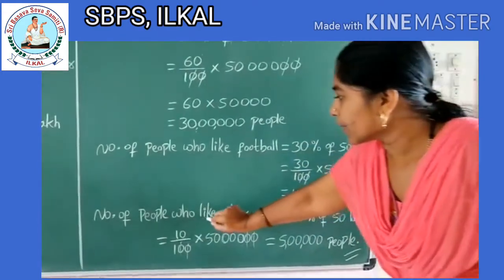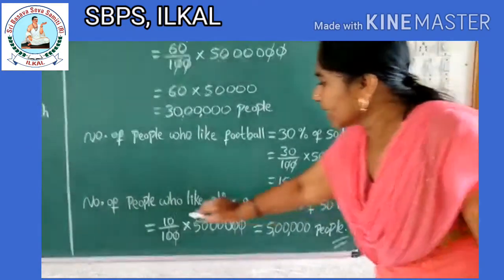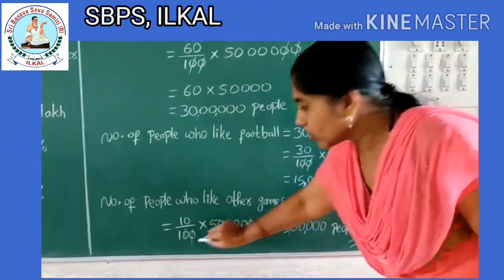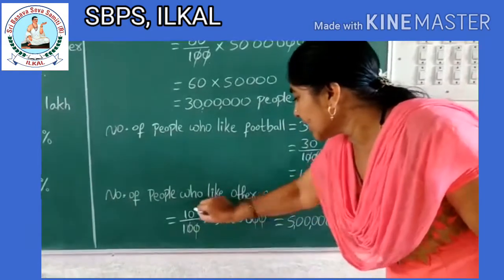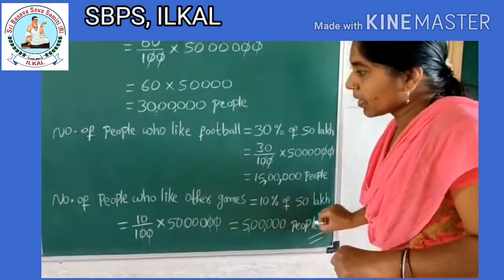Then the number of people who like other games is equal to 10% of 50 lakh. 10 by 100 into 50 lakh, you write down, strike out the zeros. Then 10 into 50,000 gives 5 lakh. Means 5 lakh people like other games.